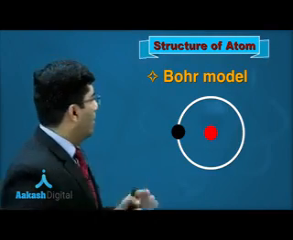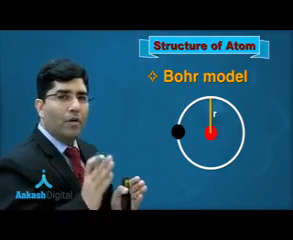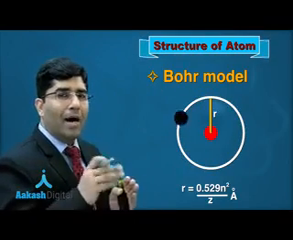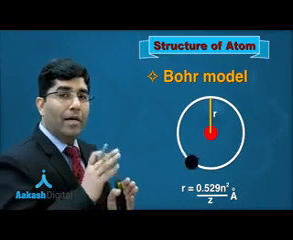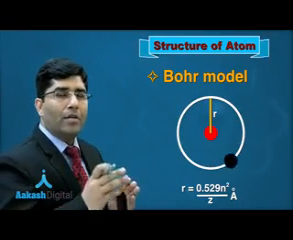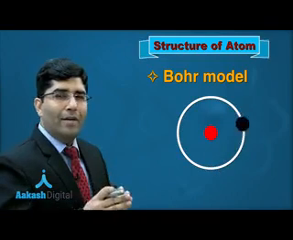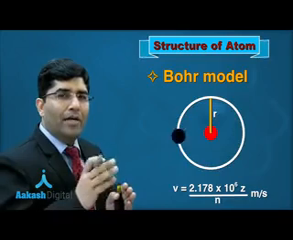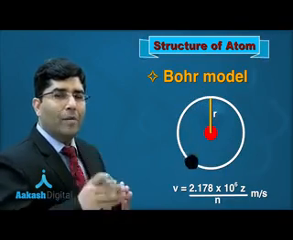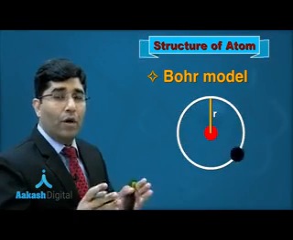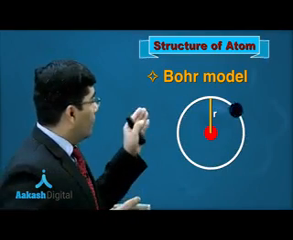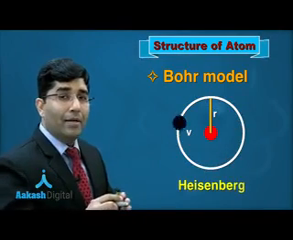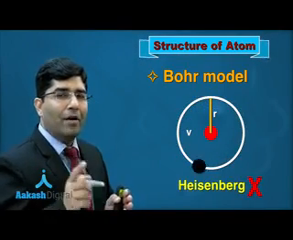Actually, Bohr said we can find the radius of the shell in which the electron is moving, and the formula is r equals 0.529 times n square by z angstrom. And he also said that velocity is equal to 2.178 times 10 to the power 6 times z by n meter per second. So according to Bohr, we can find the radius and the velocity. But Heisenberg said we can't find anything with accuracy.